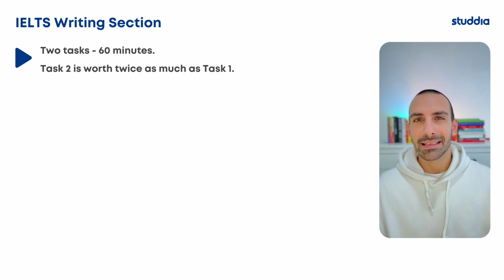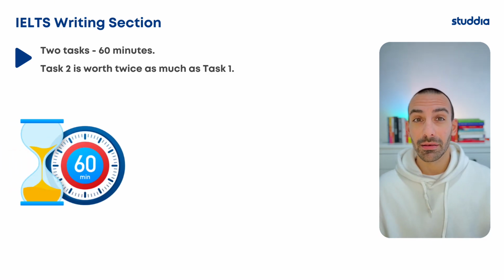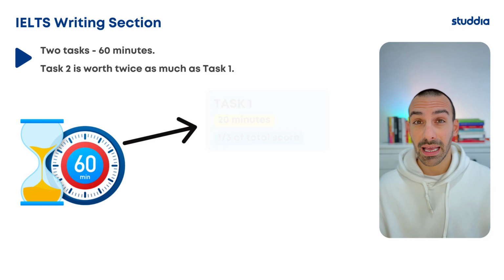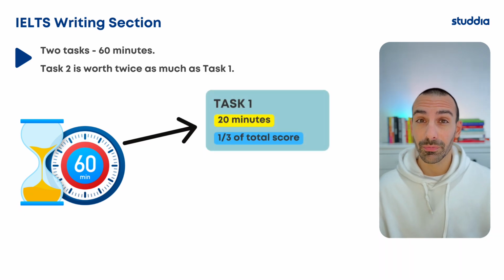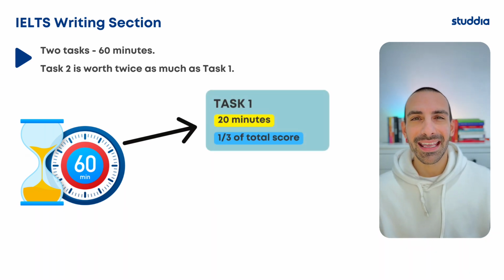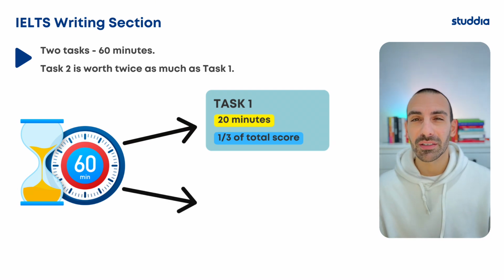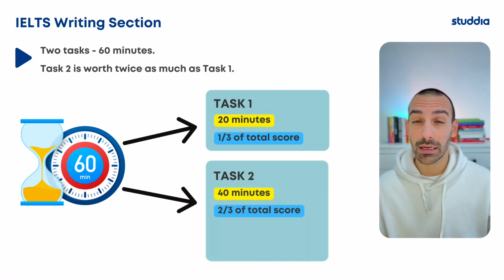The IELTS writing test has two tasks, and you have 60 minutes to complete them both. Your overall writing score is a combination of your scores from task 1 and task 2, but here's the thing, they don't carry equal weight. Task 2 is more important. It's worth twice as much as task 1 because it's longer and takes more time to complete.